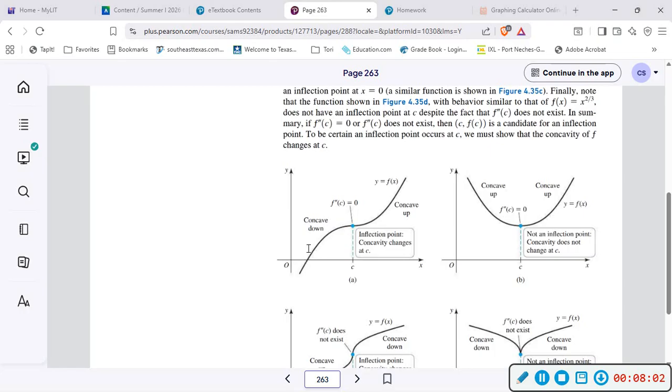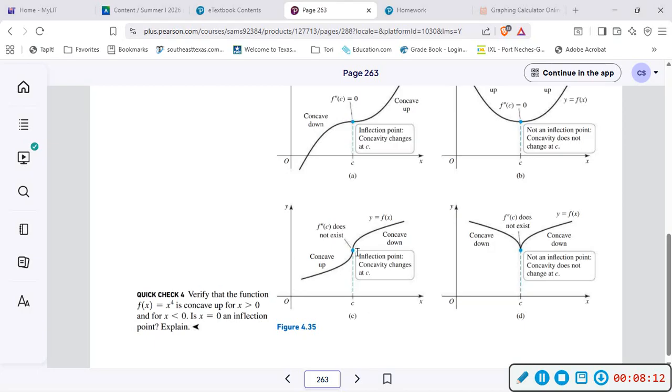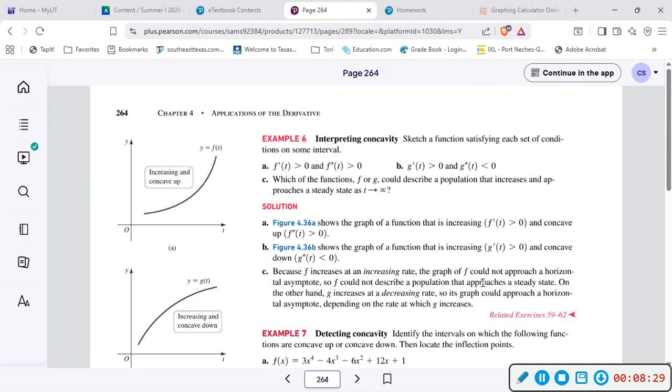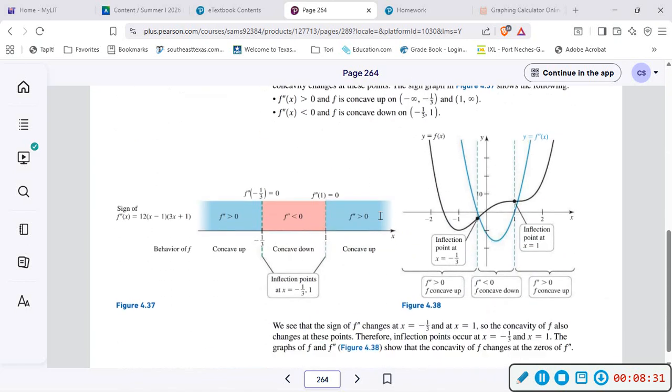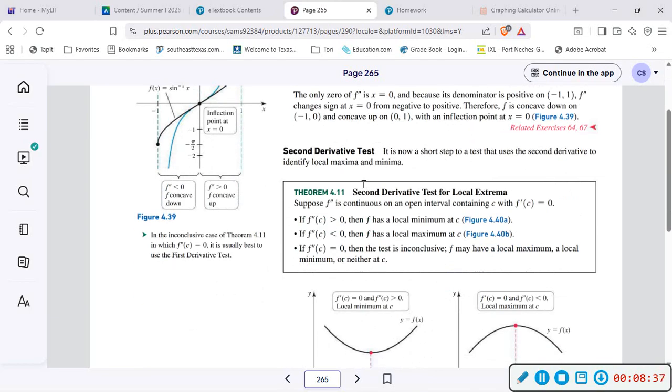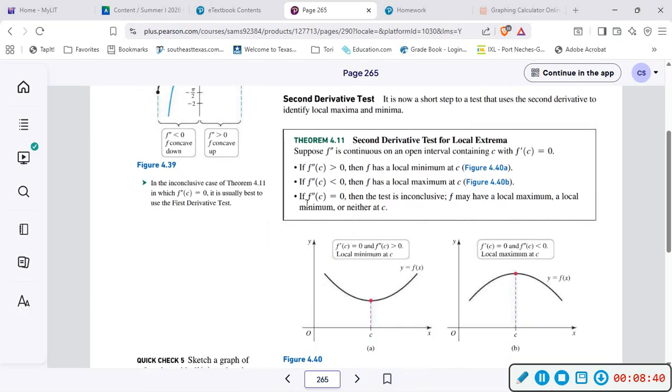So here we go from concave down to concave up. You've got an inflection point here. This is going concave up and it's still concave up, so not an inflection point. Concave up to concave down, got this inflection point here. And then we have a corner point, so we can't take the derivative, not differentiable is the term, and so that's not an inflection point. All right, then they give you some examples, some visuals, and we'll do some of these when we flip over to the problems.